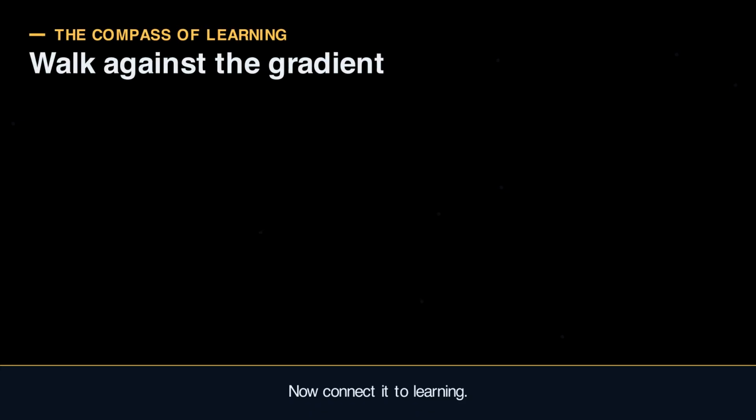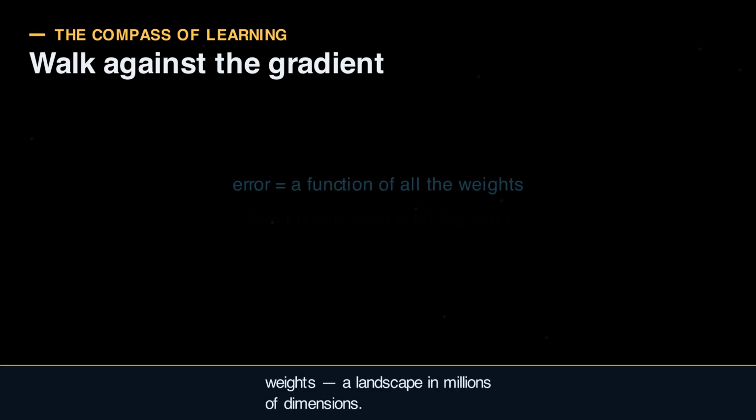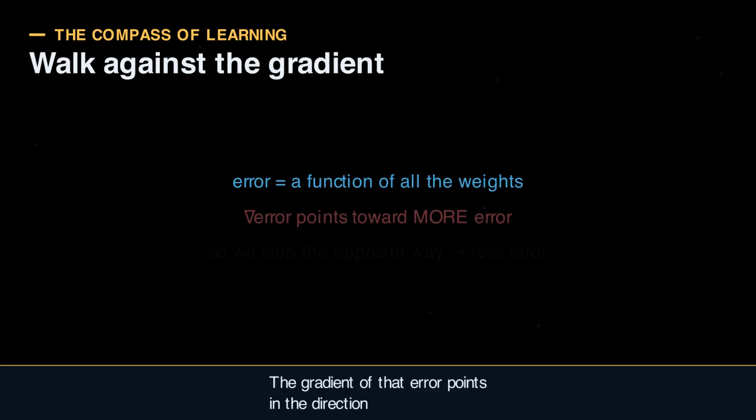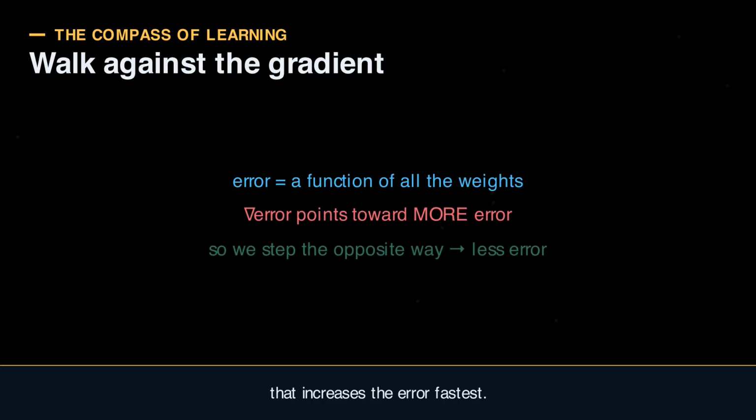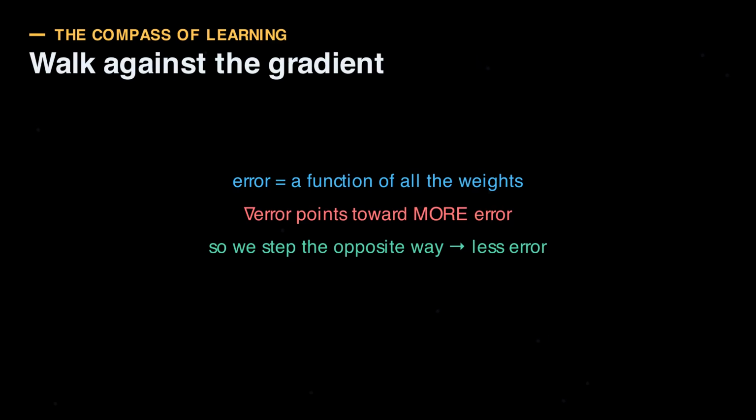Now connect it to learning. A model's error is a function of all its weights, a landscape in millions of dimensions. The gradient of that error points in the direction that increases the error fastest. So to reduce the error, we go the opposite way. The gradient is the compass, we simply walk against it.